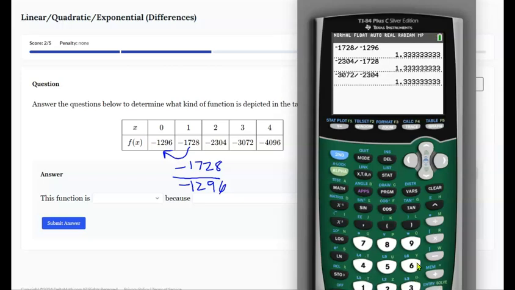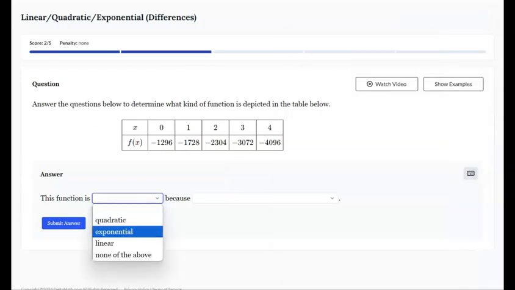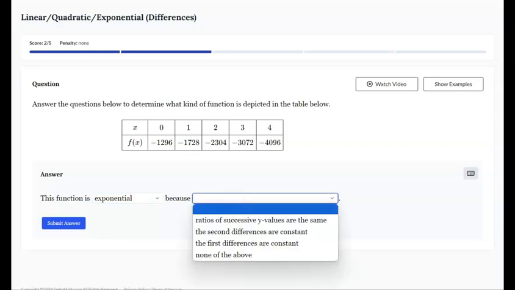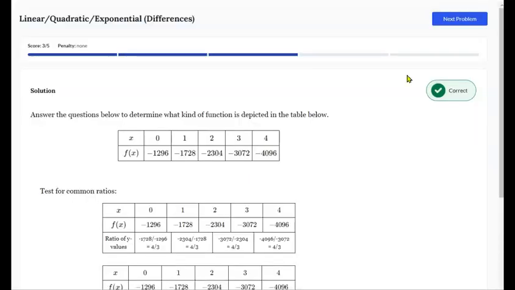It's the same each time. So this has a common ratio. So we're going to select that it is exponential because it has a common ratio of successive y values. And that's how you look to determine the type of function you have in the table.